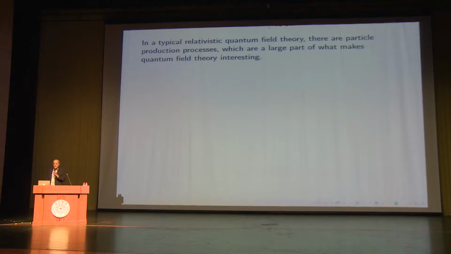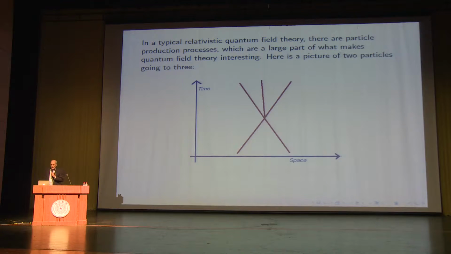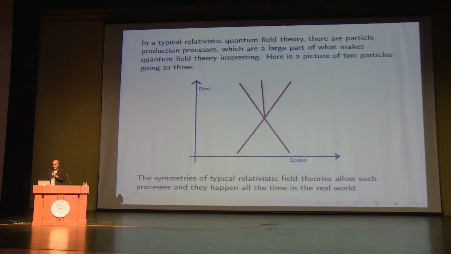Now, in a typical relativistic quantum field theory, there are particle production processes, which are a large part of what makes quantum field theory interesting, and also a large part of what makes quantum field theory rich enough to describe the real world. Here I've drawn a picture of two particles going to 3, and again I'm ignoring time delays, but macroscopically, the outgoing particles are represented by 3 lines in space-time that all come from a common source, to within a microscopic error that depends on the masses of the particles and the ranges of the forces. The symmetries of typical relativistic field theories allow such processes.